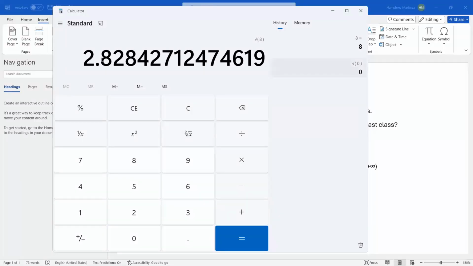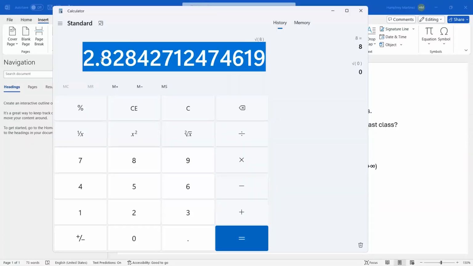Do you see here the calculator? Can you see the calculator here or no, Catherine? What? I don't understand. No, can you see the calculator that is on the screen?